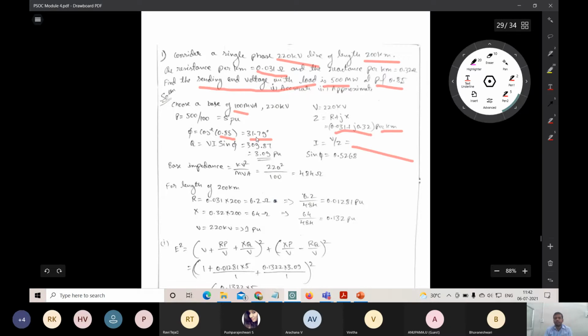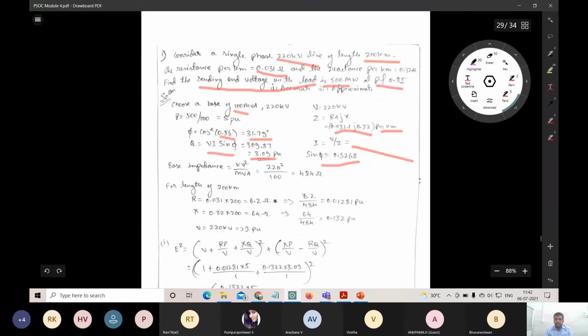What is reactive power? VI sin phi. Real power is VI cos phi. Reactive power is VI sin phi, right? So take sin of 31.79 degrees, we will get 0.5268. Substitute here: Q is equal to VI sin phi, 3.09 per unit.